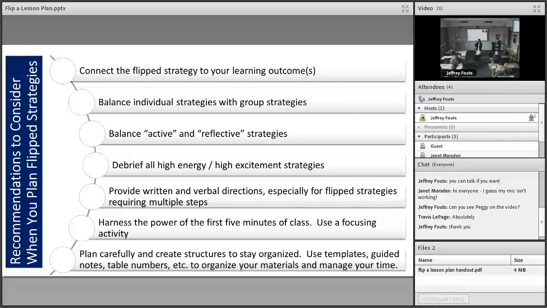These are great strategies. The one I want to stress the most is the bottom one. Plan carefully, create your structures, stay organized. Use templates, guided notes, table numbers to organize your materials and manage your time. Do not start flipping a lesson plan to cause you more work. The flipped lesson plan works if you follow these steps and use this worksheet. Don't skip the first step. Go through the brainstorming worksheet, jot it down, go through the second couple pages, use this as your guided notes.